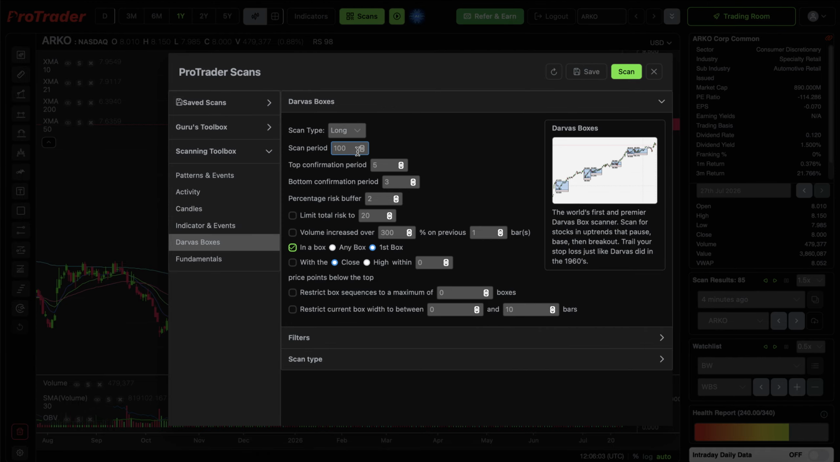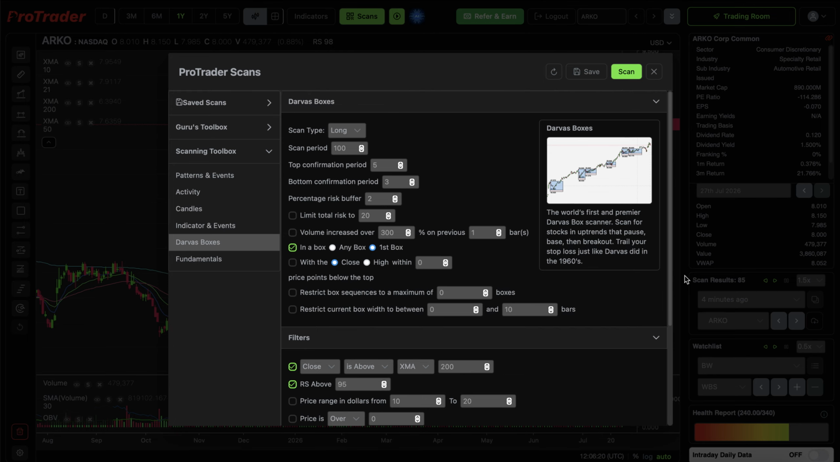you can really do any settings up here you want, but I'm using 100 periods, so it needs to make a 100-day high or week high, depending on how you scan it. And then I'm doing a top confirmation period of 5 days, so it needs to not go above that high for 5 days, bottom of 3, then I'm putting first box.